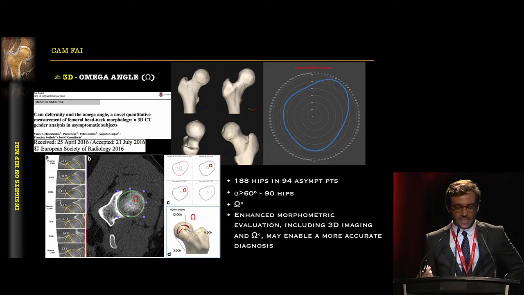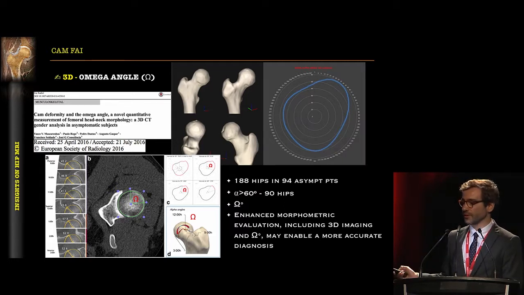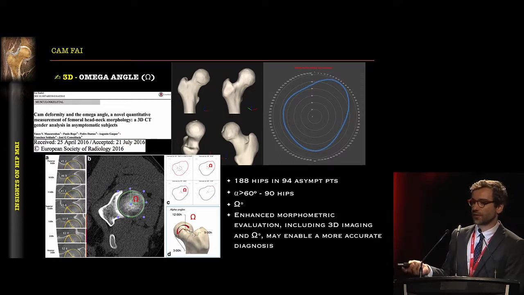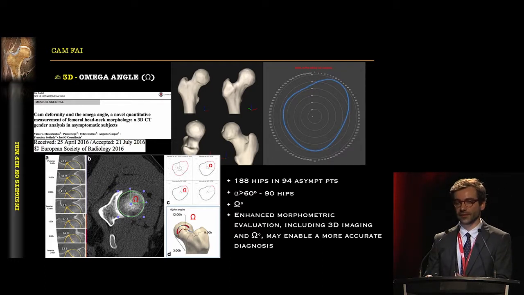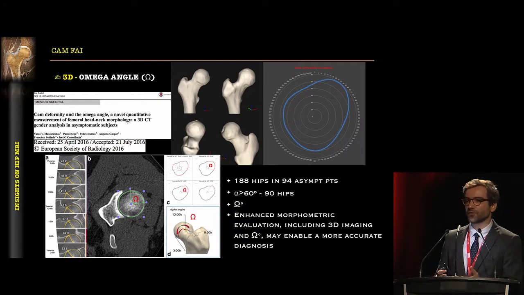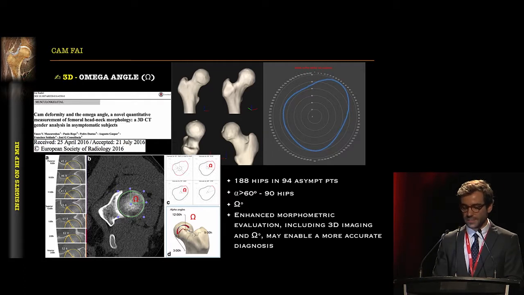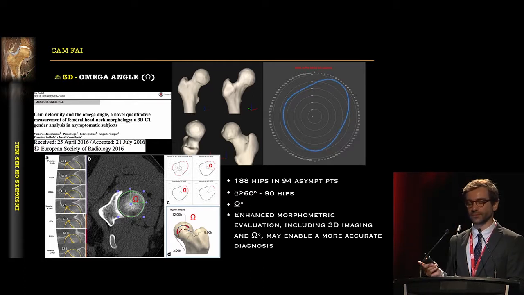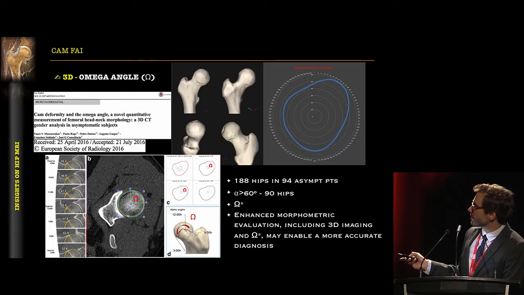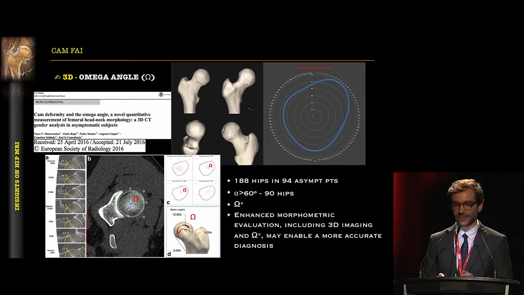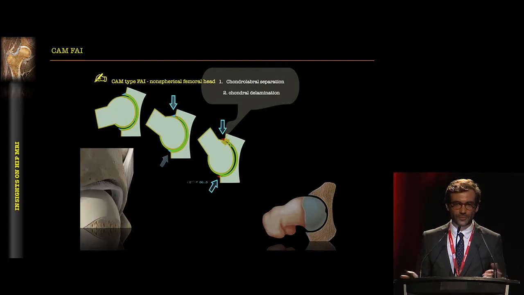Taking this in mind, our institution performed a study, published recently, where we gathered 3D information and looked for alpha angles in asymptomatic patients showing CAM deformity. We gathered 188 hips, and we found that even with higher thresholds, there were 90 asymptomatic hips with the CAM deformity. So we were trying to find some measure that would guide us, and we proposed the omega angle, which is based on the three-dimensional evaluation of the head-neck junction. It gives us the extent of the deformity in the transverse plane of the head-neck junction. Maybe it could help us someday.